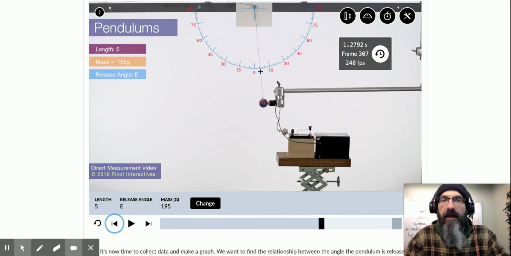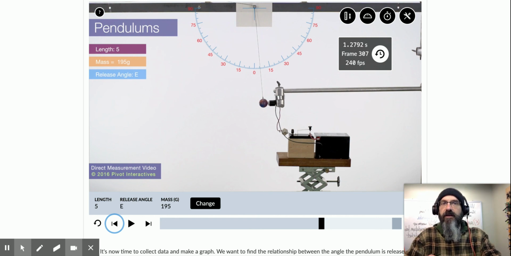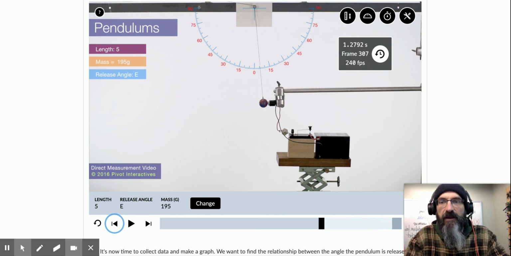Now note the angle. It's a little bit past 5 degrees. I'd say this is 6 degrees. Hold that measurement in mind, 6 degrees, and then look at the time, 1.2792 seconds. At this moment, we take this data to Desmos, but that's the next video.